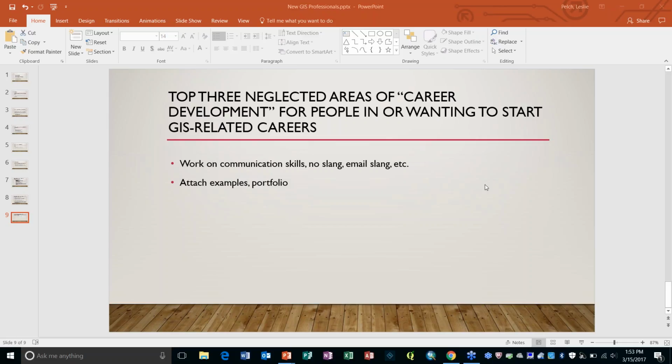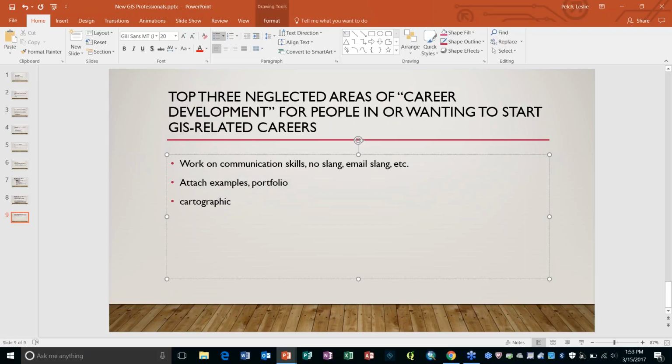I picked 3, and then other people seem to be picking up on other ones. We've had a lot of overlap here, and I think that's really good. Top 3 neglected areas of career development. One is a bias of mine, but I see this at Middlebury because we have a strong cartography program. Cartographic design skills, I think, are sort of neglected or underdeveloped.